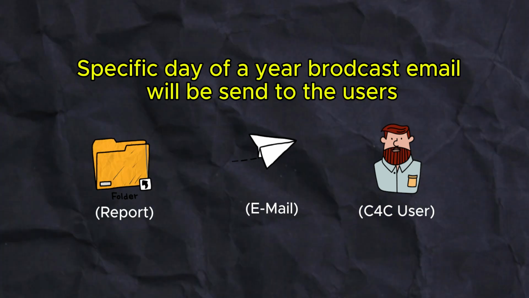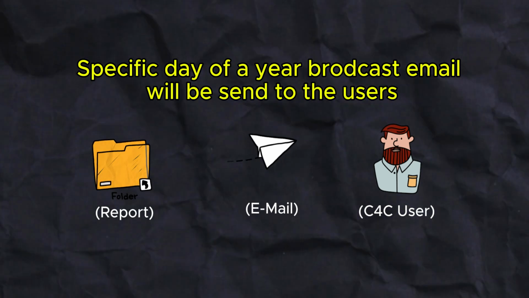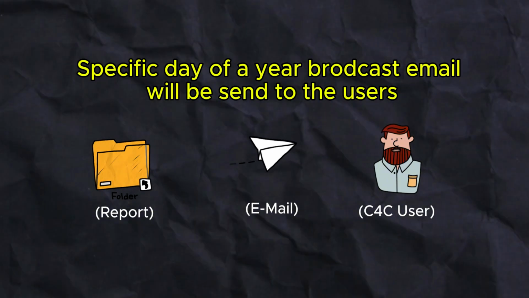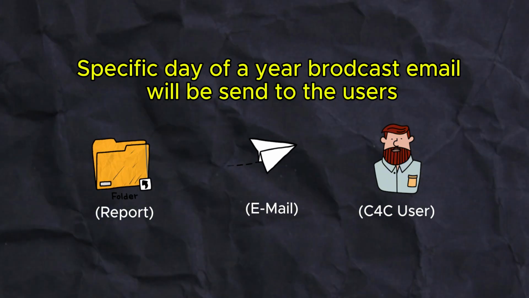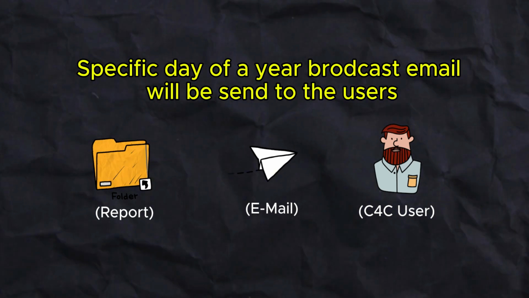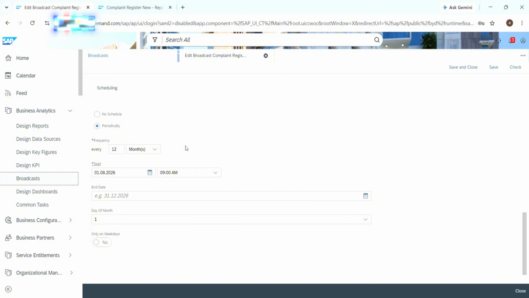Let's suppose you want to send an email yearly, once a year. So what you have to do is select, see, there is no yearly option, correct? So what you have to mention here is every 12 months. 12 months is basically every 1 year, correct? So every 12 months you have to maintain here.